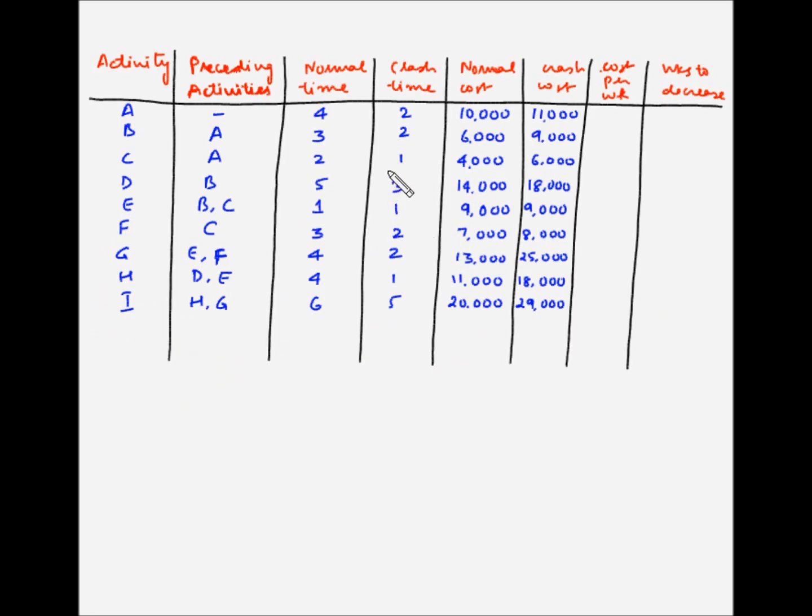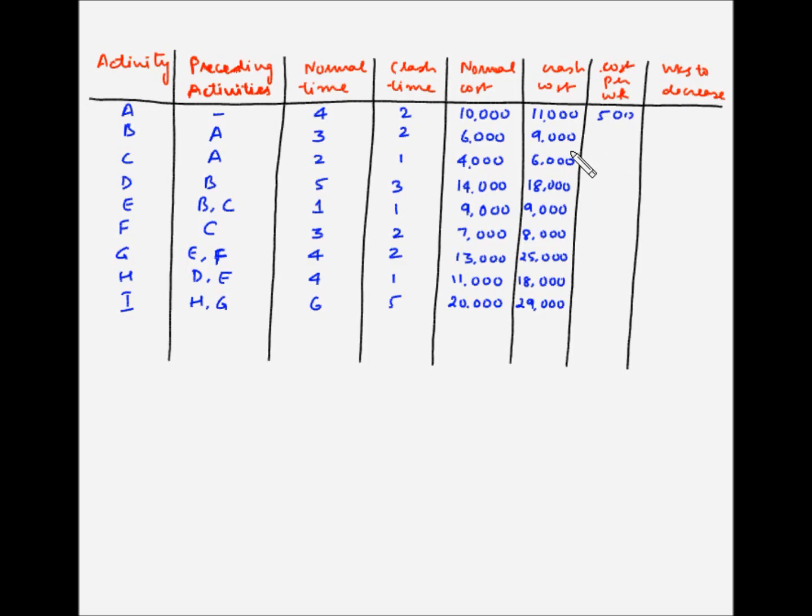So I've noted down the information that has been provided to us regarding this project. Now let's try to find out the additional cost per week for each of the activities for crashing it. So for activity A, the cost is $1,000 extra and the crash time is 2 weeks less. So 1000 divided by 2, which is 500. So additional cost per week is $500.